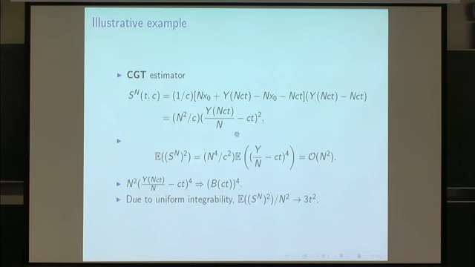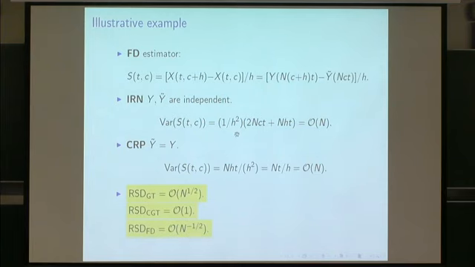The centered Girsanov, if you do the calculation, comes out to be O(n^2). Whereas for the finite difference estimator, you can do independent random numbers, where Y and Y tilde are independent, the variance will be this, O(n). If you use common reaction path, Y and Y tilde are equal, then you will still get O(n) behavior, right? So regardless of whether you use independent random numbers or common random numbers, the variance scales like O(n).